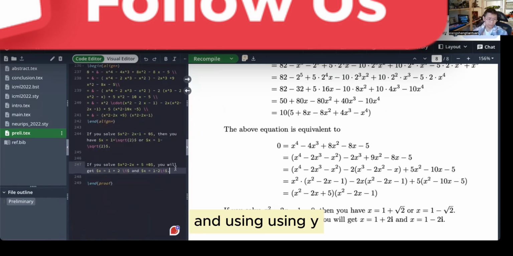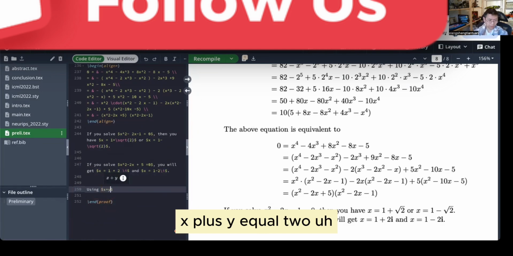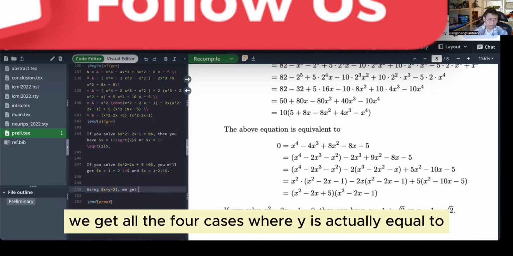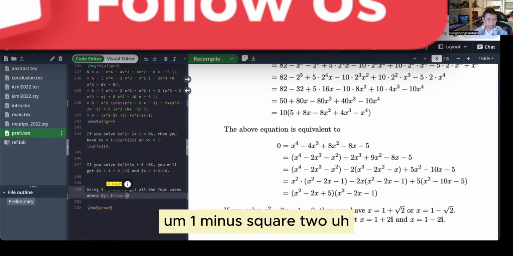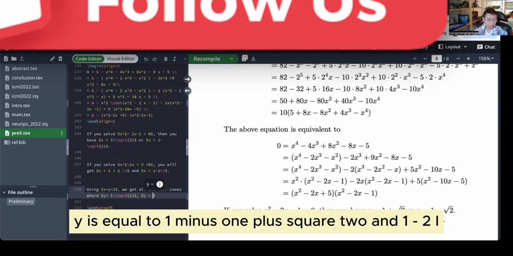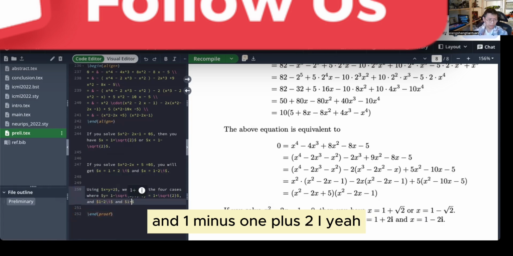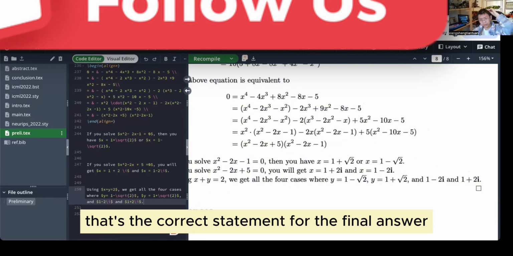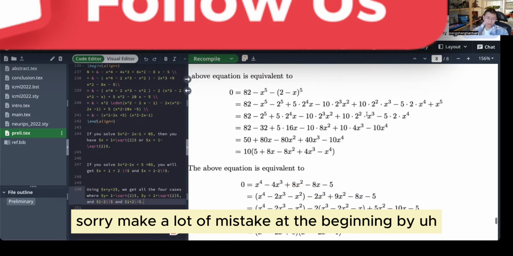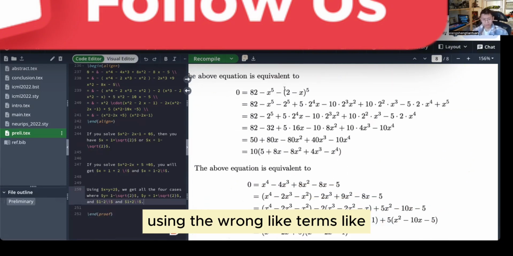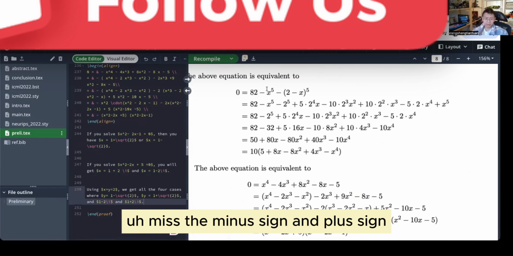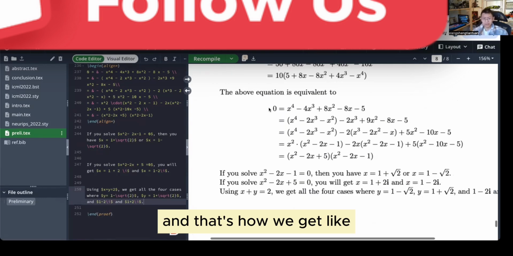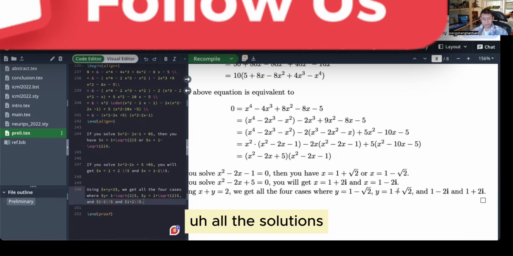Okay, and using x plus y equals 2, we get all the four cases where y is equal to 1 minus square root of 2, y is equal to 1 plus square root of 2, and 1 minus 2i, and 1 plus 2i. Yeah, that's the correct statement for the final answer. Sorry, I made a lot of mistakes at the beginning by using the wrong terms, missing the minus sign and plus sign. It's a common mistake when you write proofs, and that's how we get all the solutions.